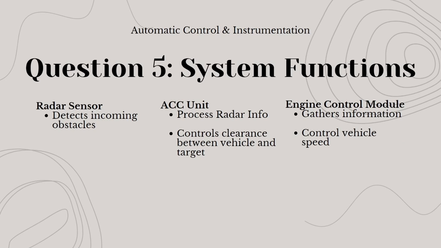Starting off with the radar sensor, as the name implies, it's a sensor which helps to detect incoming obstacles in front of the car, like other vehicles, maybe trees or people.